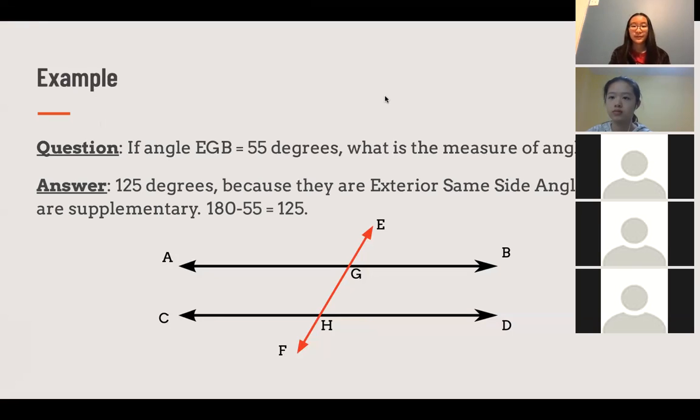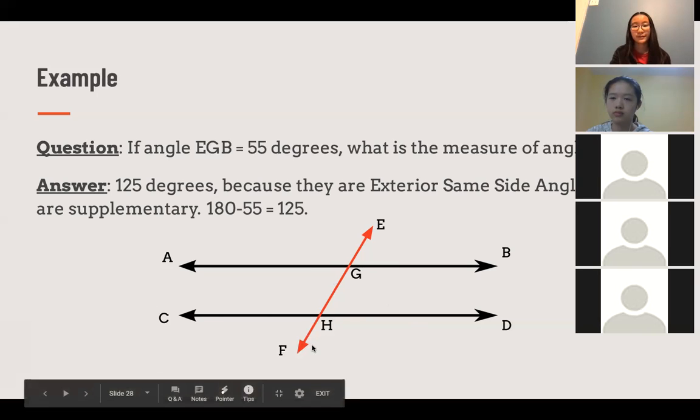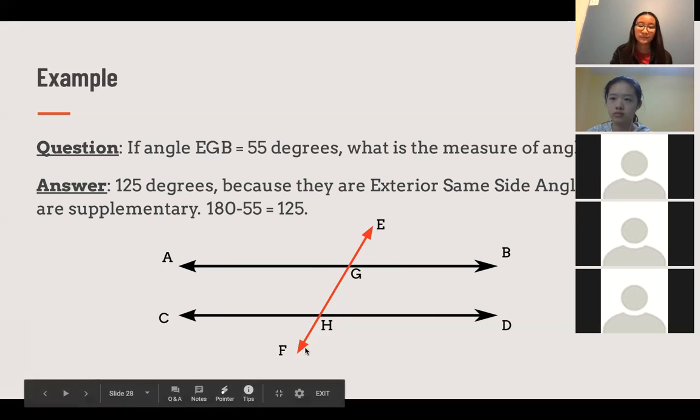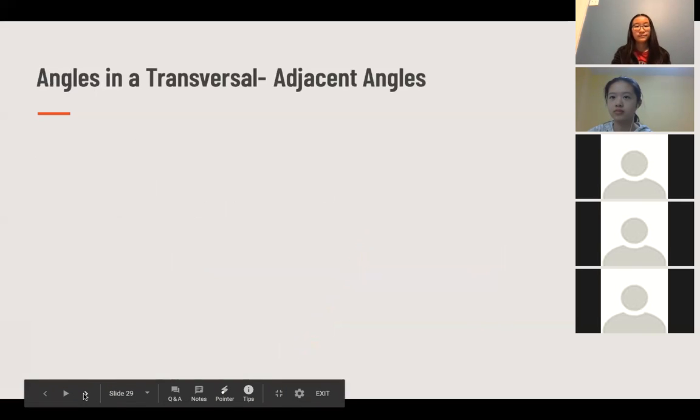And so one way to go about solving this would be to see that they are same side exterior angles. That means that they are supplementary. And so 180 minus 55 degrees equals 125 degrees. FHD is 125 degrees. But just to give you an idea of another way you could have solved this, you can see that EGB and GHD are corresponding angles. And then from there, you know that GHD is 55 degrees and GHD is supplementary to FHD. So you get the same answer, but just a different process.